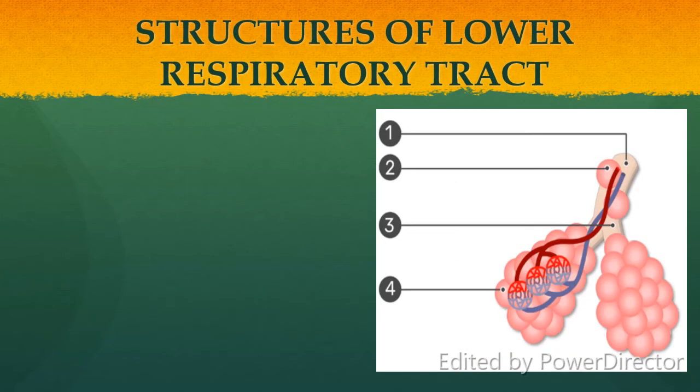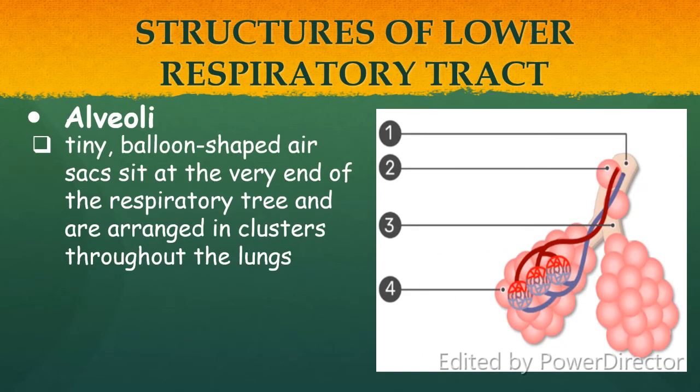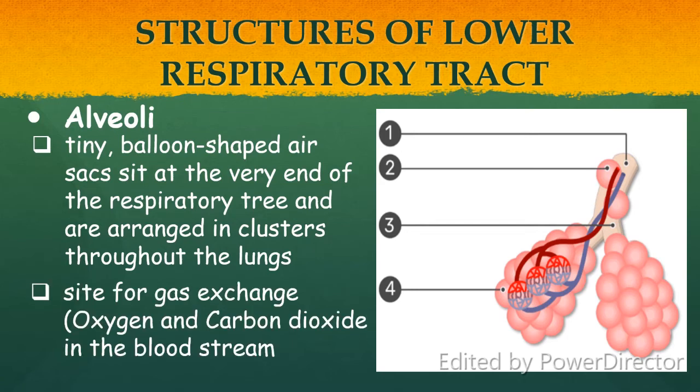Next to the bronchioles is the alveoli. Alveoli are tiny balloon-shaped air sacs at the very end of the respiratory tree and are arranged in clusters throughout the lungs. It is the site for gas exchange between oxygen and carbon dioxide in the bloodstream.